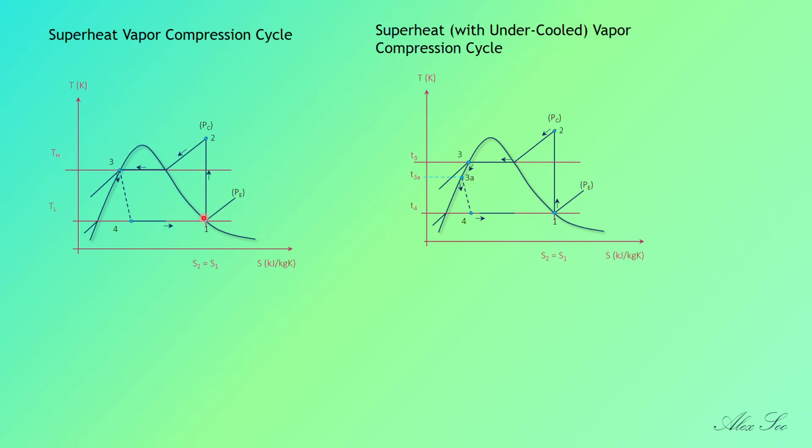Where point 1 is dry saturated and it goes according to isentropic compression, so your point 2, as it touches the condenser pressure line, should be superheated. Okay, so then 3 is saturated liquid, and point 4 is actually the mixture of liquid and vapor after the expansion process. Now, superheat with undercooled.